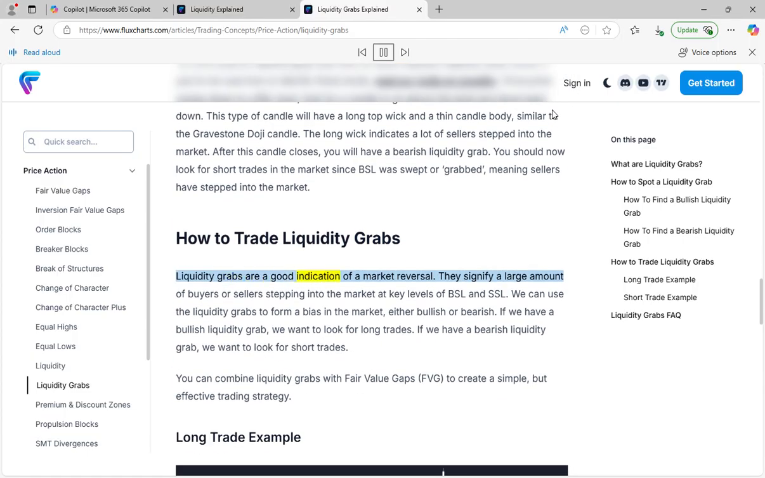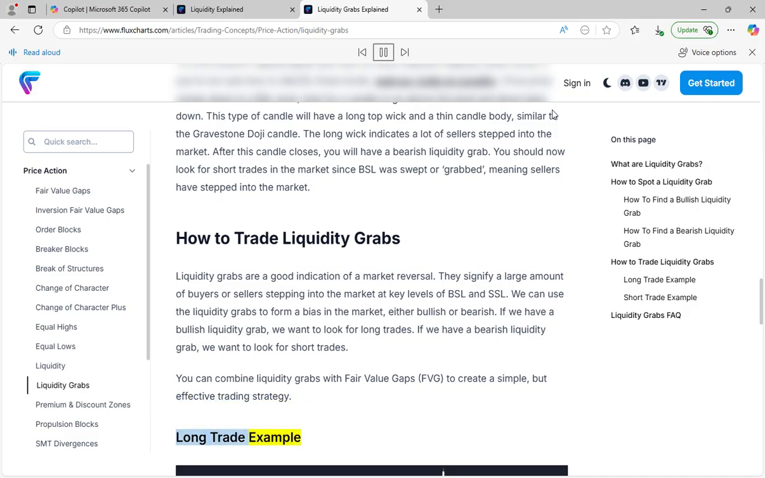How to trade liquidity grabs? Liquidity grabs are a good indication of a market reversal. They signify a large amount of buyers or sellers stepping into the market at key levels of BSL and SSL. We can use the liquidity grabs to form a bias in the market, either bullish or bearish. If we have a bullish liquidity grab, we want to look for long trades. If we have a bearish liquidity grab, we want to look for short trades. You can combine liquidity grabs with fair value gaps, FVG, to create a simple but effective trading strategy.